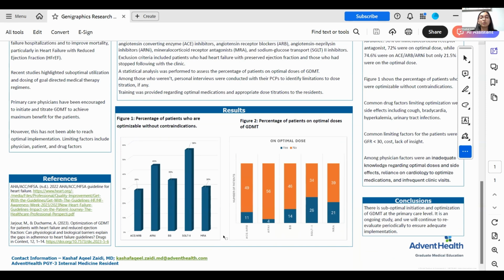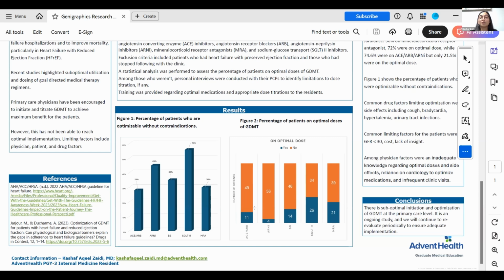And you can see on the figure that I have on the right here, figure two, which shows that SGLT2 were basically the most commonly prescribed, and a lot of them were also on the optimal dose, more compared to the others. Now, the reason for that was because Jardiance comes in two doses, so it's like 10 and 25. So if they were started on 10, that's optimal dose.